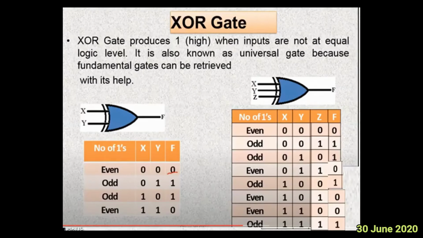Similarly, what expression can I write for exclusive OR now? You can see here, you have to select only those rows where the output is 1. If X and Y are inputs, I can write the expression. If it is 0, it means the complemented form. If it is 1, it means the uncomplemented form. Therefore, I can write one term as X bar Y.